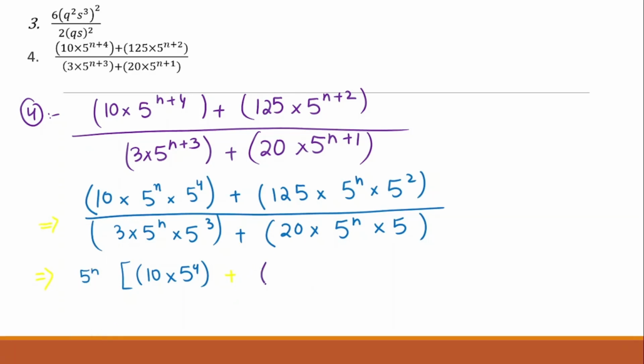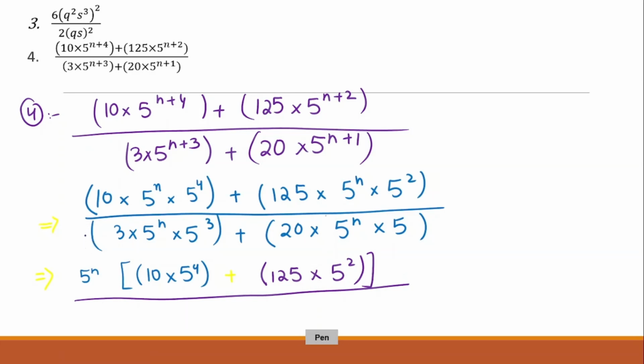So similarly, parenthesis 125 multiplied by 5 to the power square, right? And there is a whole square bracket. And this whole is being divided by this thing, okay, this thing here. So what we will do in this case, we will similarly take 5 to the power n common, because in both the terms, this term and this term, 5 to the power n is common. So we can take it out like this.